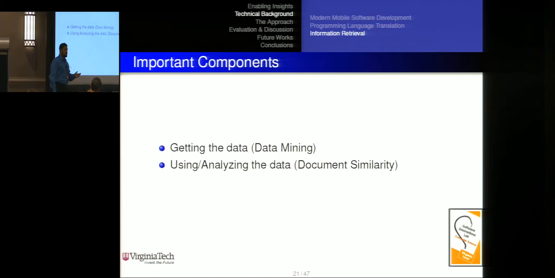There's two main components, right? We have to get the data. We have to use some sort of data mining techniques. We have to actually retrieve this information. We have to use it, analyze it somehow, have a metric for document similarity, rank the results, and then finally synthesize the code.